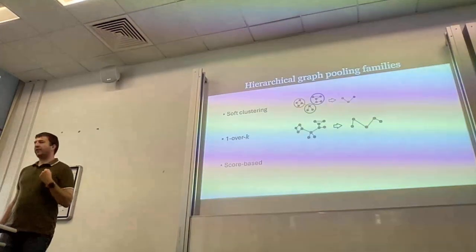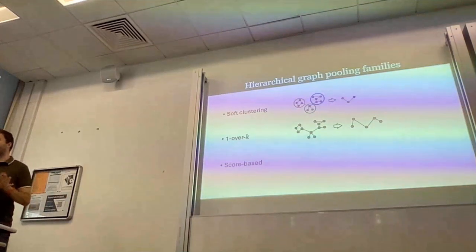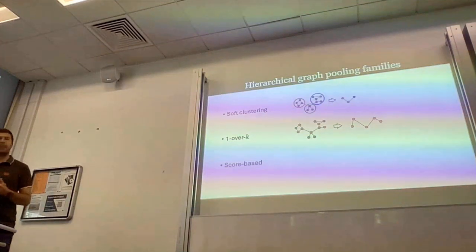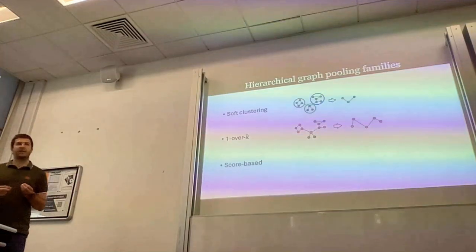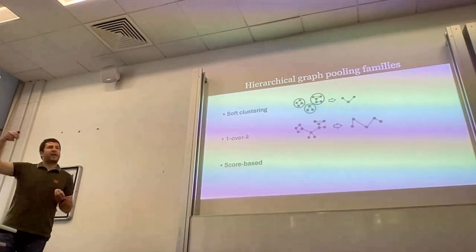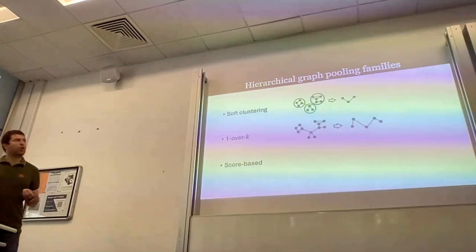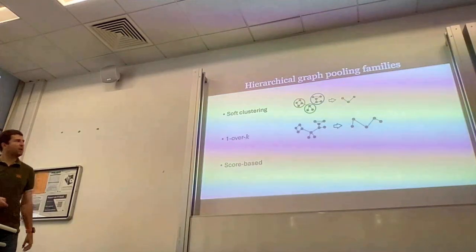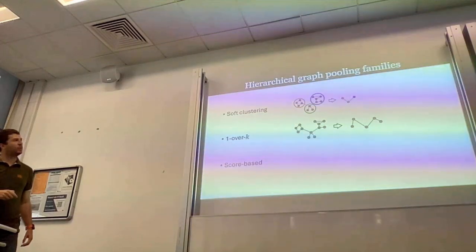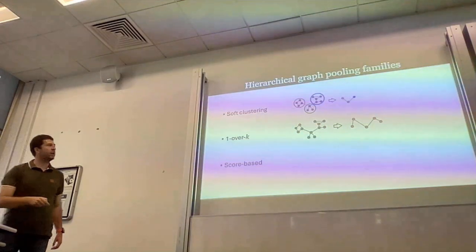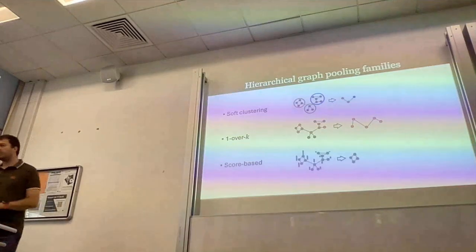Another family is those which I like to call 1/k, which basically extend the concept of selecting one every other k nodes on the graph. So, for example, we take one, we discard the other, we take one, discard the other, and so on, and we obtain something like this.